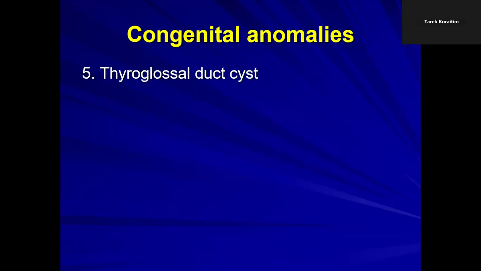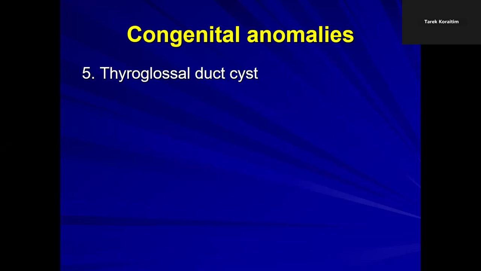The fifth congenital anomaly is thyroglossal duct cyst, which means that after the migration of the thyroid gland from the foramen cecum to the lower part of the front of the neck has been completed, then the thyroglossal duct that was originally created for migration of the thyroid gland now loses its function, and so it should disappear. It obliterates from above and obliterates from below until it's completely obliterated and disappears.